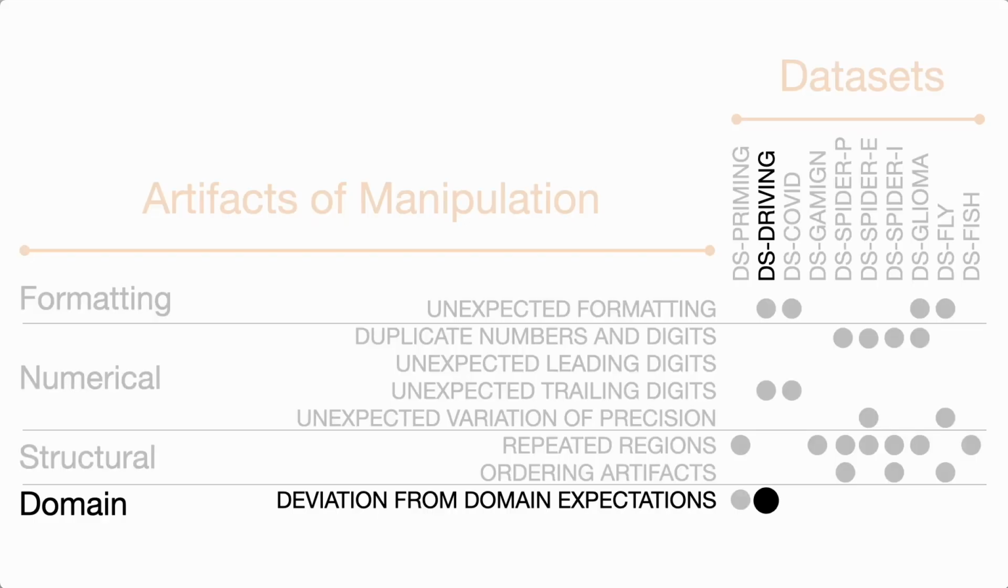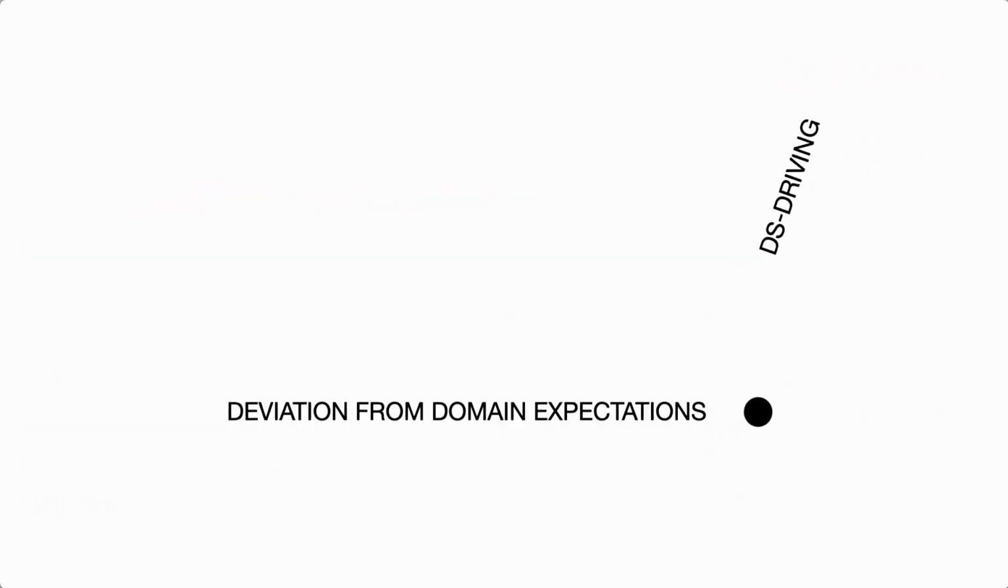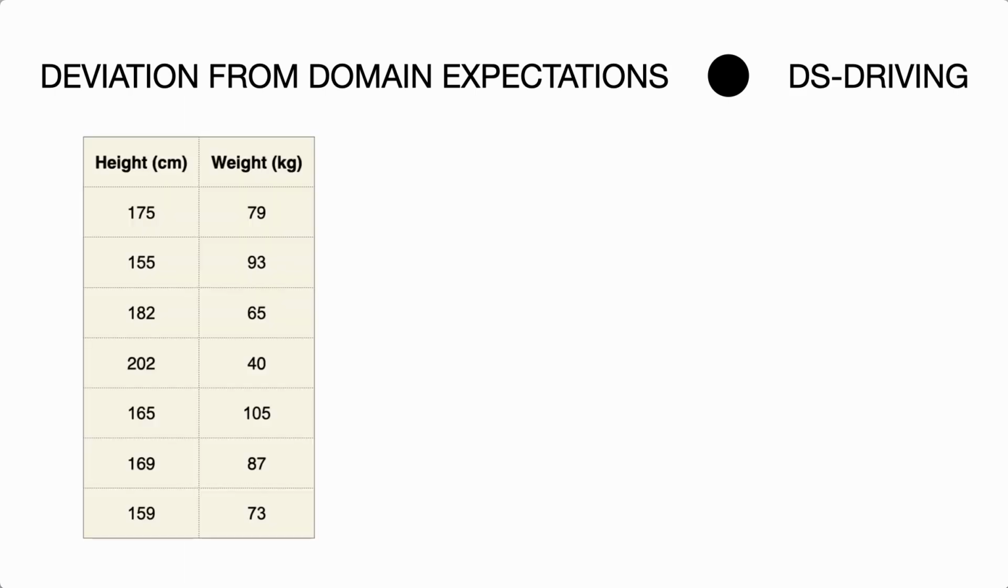Finally, domain artifacts apply knowledge beyond the single dataset. In a given domain, there may be prior knowledge about what is an expected distribution for single-dimensional data or expected relationships between multidimensional data. We consider deviations from these expectations to be artifacts. Let's consider a hypothetical dataset that measures the height and weight of people.